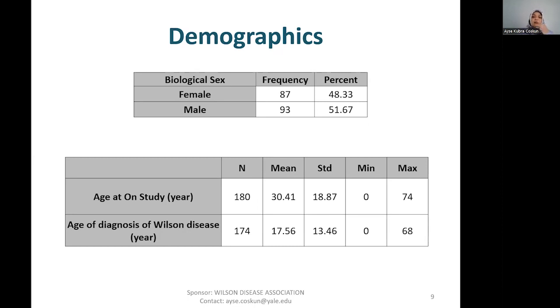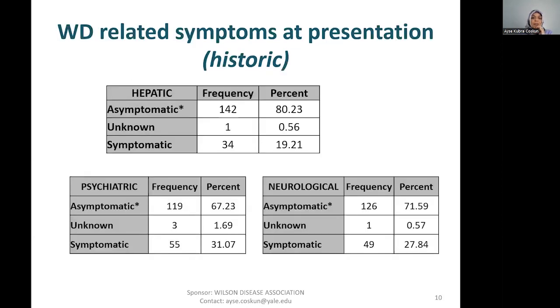Today, my time is limited, but I would like to at least share 2 examples of the data we collected during our first years of registry study. So often, a time gap is observed between the initial appearance of Wilson disease-related symptoms and actual diagnosis. So it was important for us to catalog the initial symptoms related to Wilson disease. So here is what we observed among our patients: 19.21% of them initially had hepatic symptoms only. 31% of them had psychiatric symptoms, and about 28% of them presented with neurologic symptoms. But please also note that some of these patients had symptoms in more than one category.